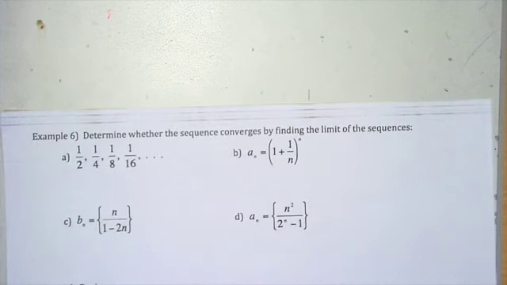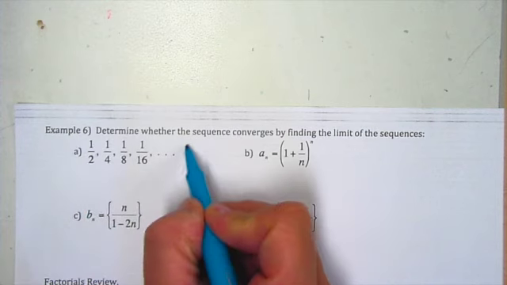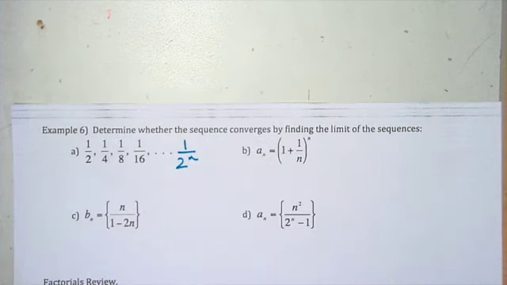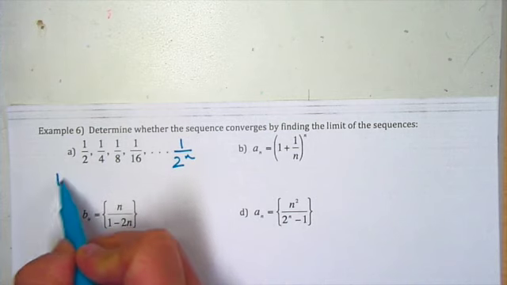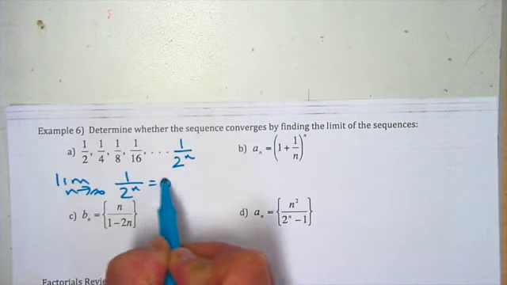Okay. So why don't you pause the video, try these 4 problems, and come back and you can check your answer. Okay, A, I can rewrite this like this. This is your general term. So if I take the limit of that general term, this is 0, so we say it converges to 0.